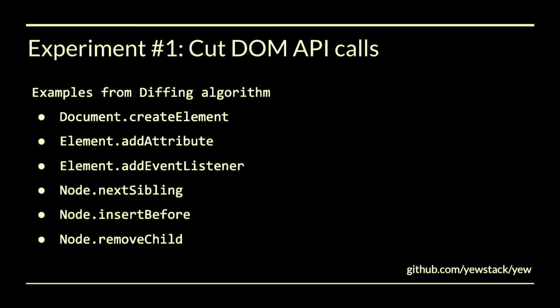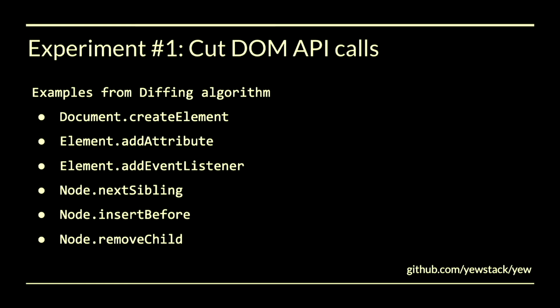Okay. So we were actually in the middle of rewriting the diffing algorithm about two months ago. And we noticed that there were some opportunities to maybe cut down. So I'll give an example. Well, first I'll explain the DOM API calls we have to work with.